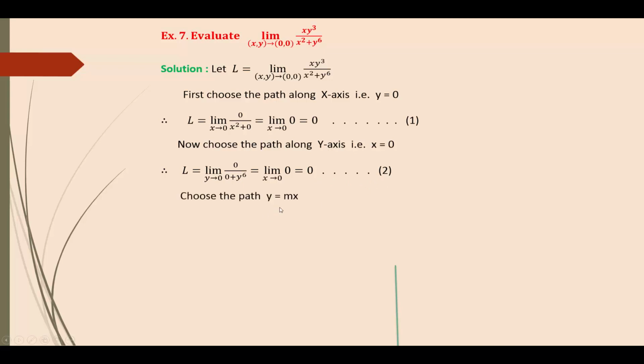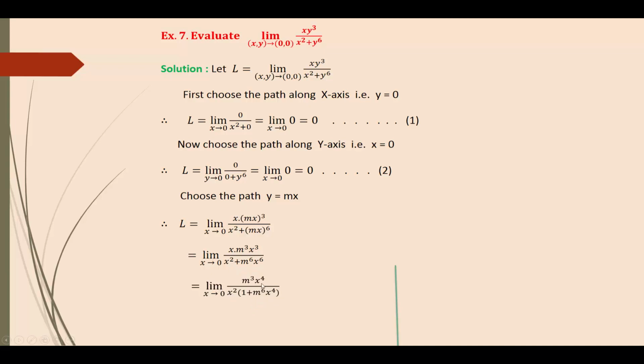Now choose the path y equal to mx. Choose the path y is mx, therefore L equal to limit as x tends to 0. X, value of y is mx, so mx cube upon x square plus value of y is mx raised to 6, equal to limit as x tends to 0, x into m cube x cube upon x square plus m raised to 6 x raised to 6. Therefore we get limit as x tends to 0, m cube into x raised to 4 upon, now taking here x square common inside the bracket 1 plus m raised to 6 x raised to 4.